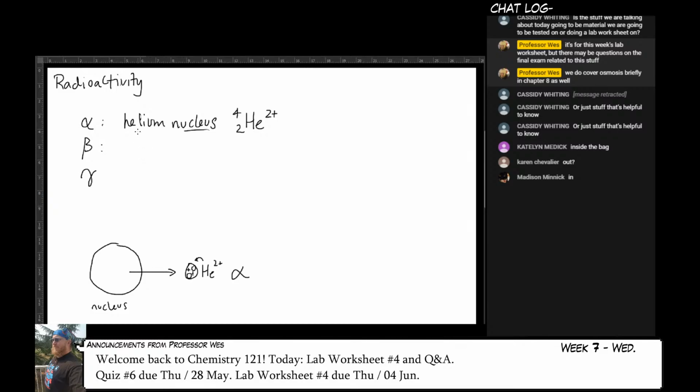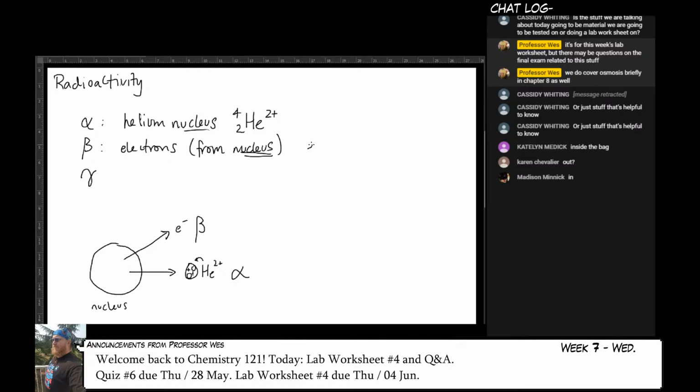For beta radiation, beta radiation is just electrons. But very importantly, the beta radiation comes from the nucleus. This is why it's called nuclear radioactivity. So all the electrons on the outside in the electron cloud don't do anything in this process. The electrons instead come out of the nucleus. And you might be asking yourself, how the heck is that possible? And we'll talk about that in a second.